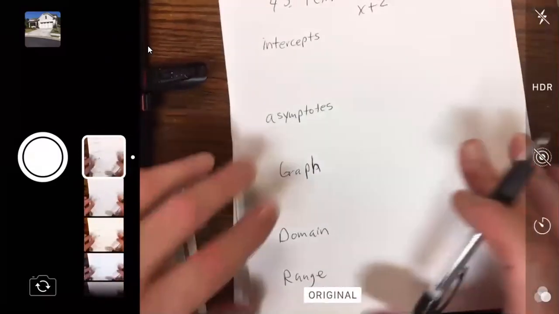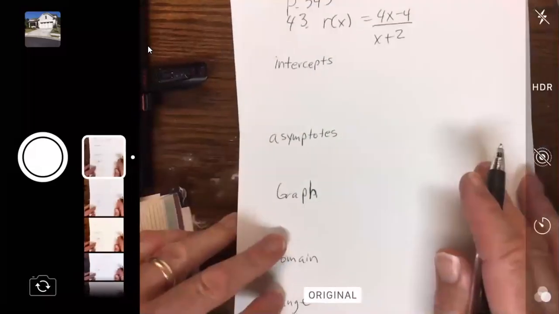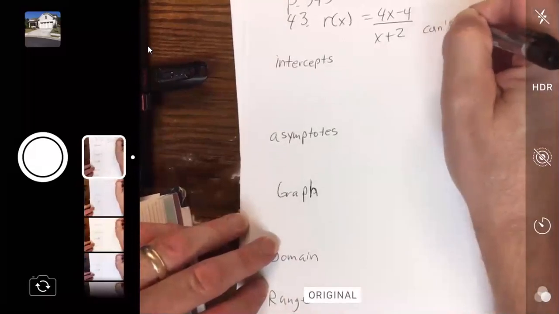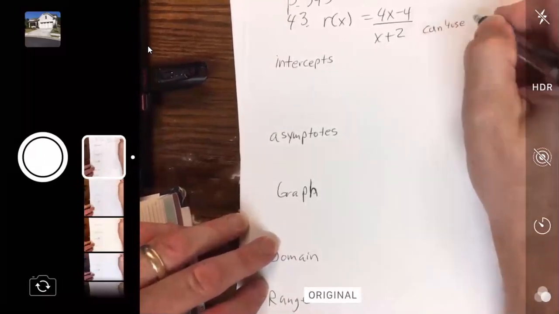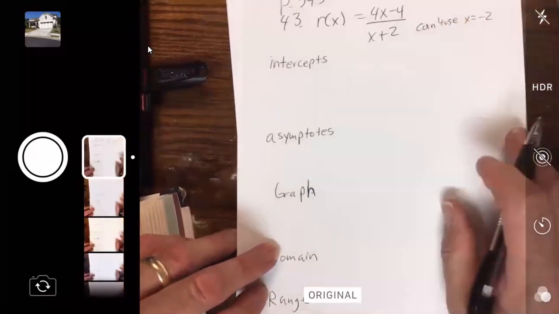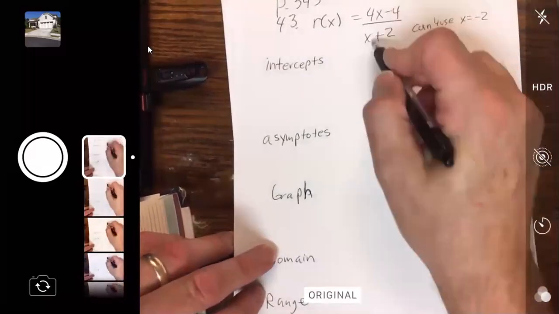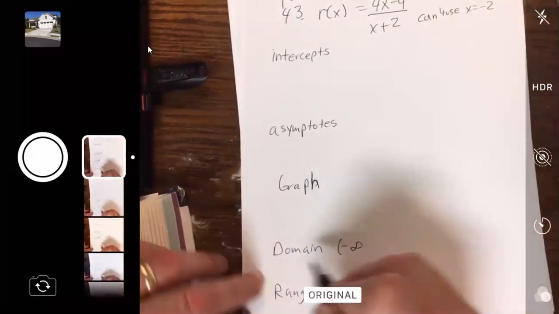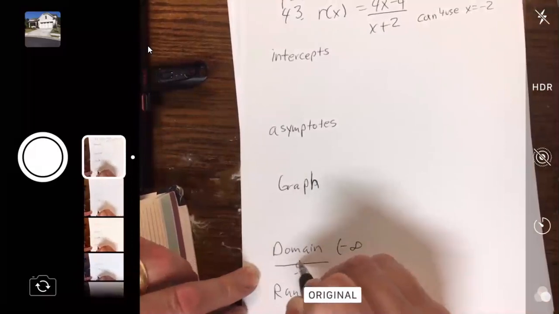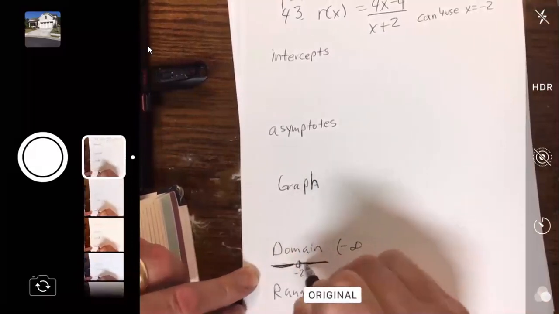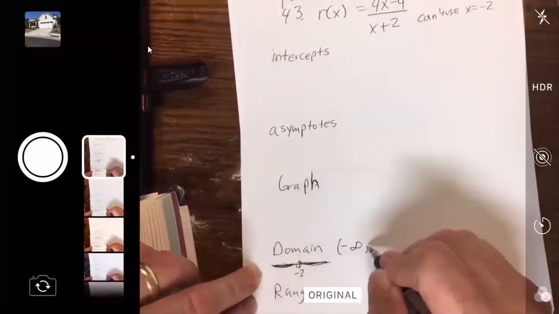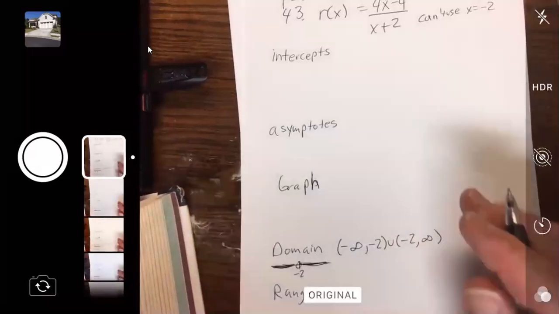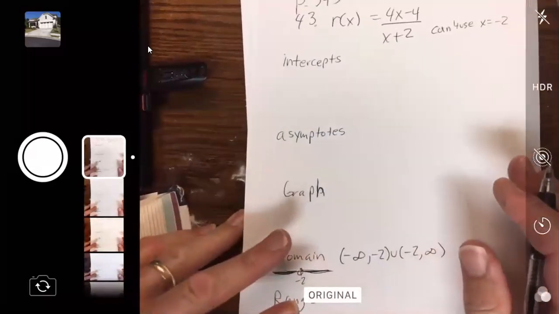You see how to write the domain? You've got a fraction problem. You can't use x equal -2. You'd be dividing by 0. So on your domain, you have -infinity to -2. If you wanted to graph it, at -2 you'd have an open circle. -infinity to -2, and -2 to infinity.